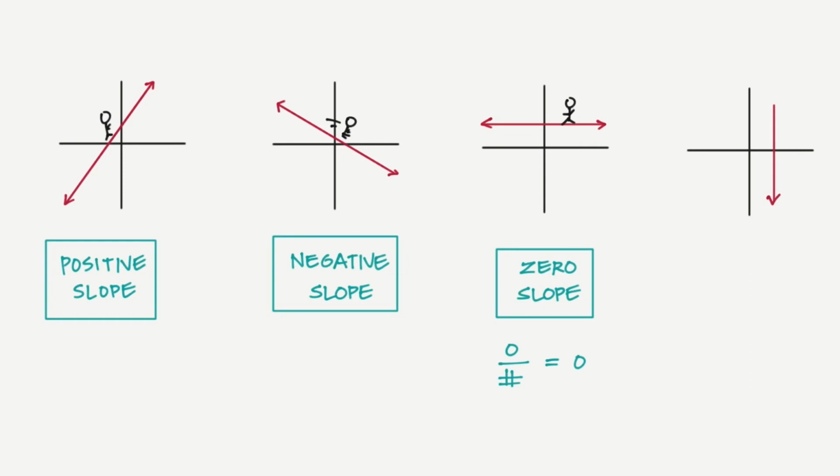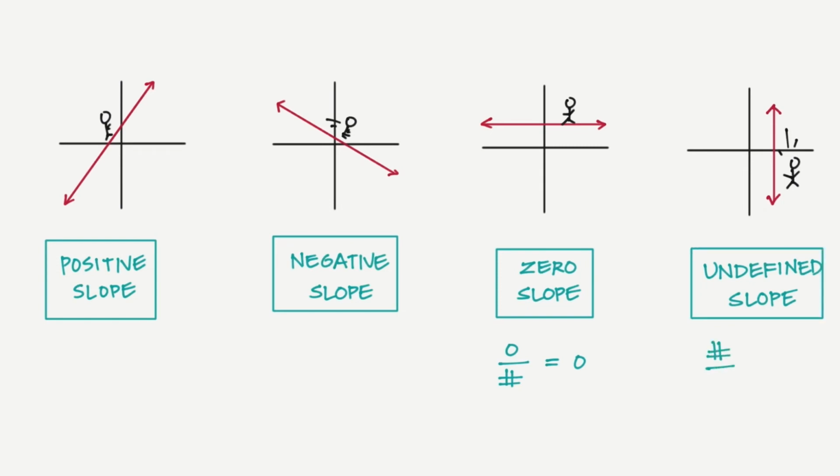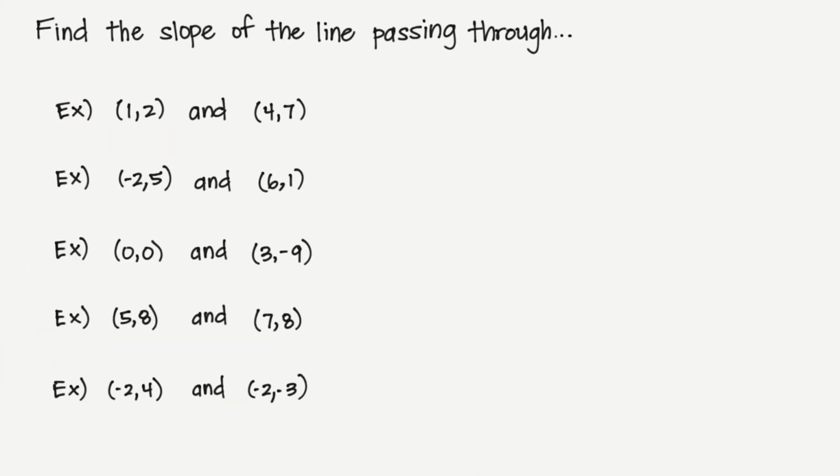But you may also have a vertical line. And if that's the case, this is like the person falling off the cliff. They can't stand on it. There's no way to define the slope, and so we call it undefined. Okay? And this mathematically would look like if you had some number divided by the number 0. If you put that into your calculator, it would tell you error. So again, this is going to be undefined if it's a vertical line.